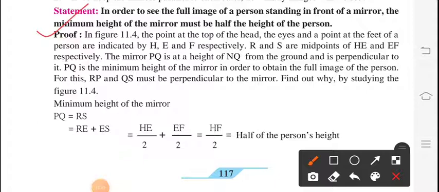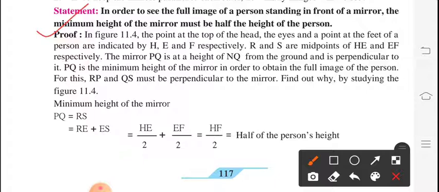In order to see the full image of a person standing in front of a mirror, the minimum height of the mirror must be half of the height of the person. So first of all, we have to consider a diagram. What is the meaning of this statement? Whatever mirror we are considering, that mirror's height should be exactly half of the person's height.